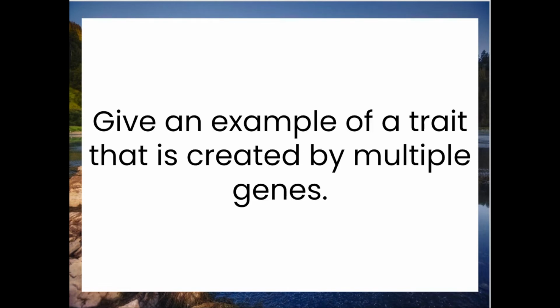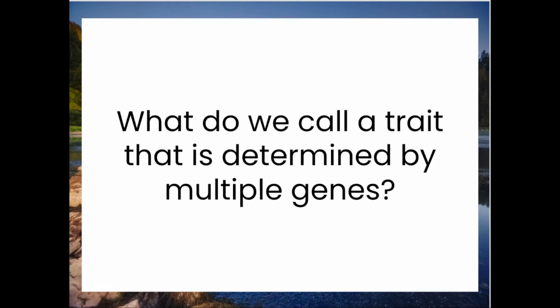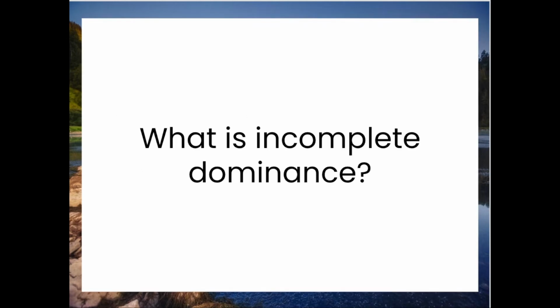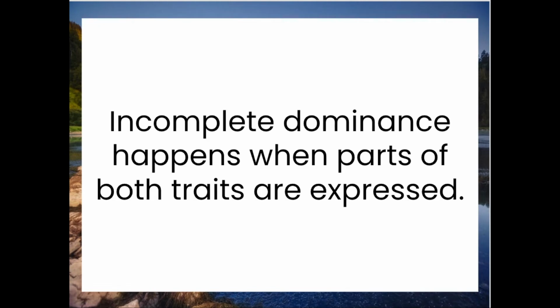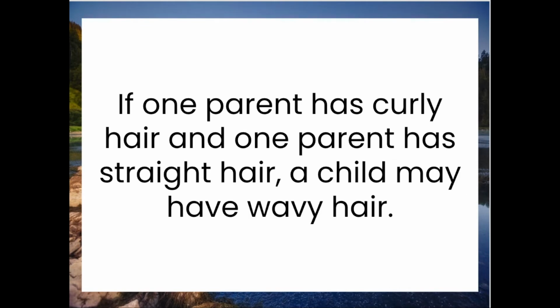50%. Give an example of a trait that is created by multiple genes. Skin color, height. What do we call a trait that is determined by multiple genes? Polygenic. What is incomplete dominance? Incomplete dominance happens when parts of both traits are expressed. Give an example of incomplete dominance. If one parent has curly hair and one parent has straight hair, a child may have wavy hair.